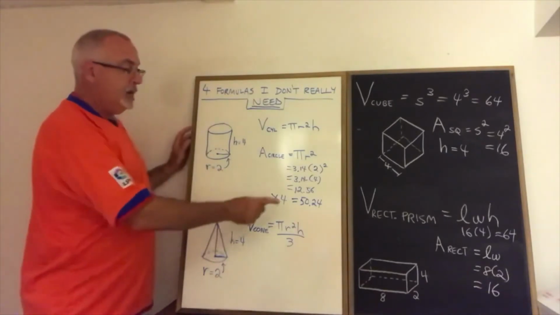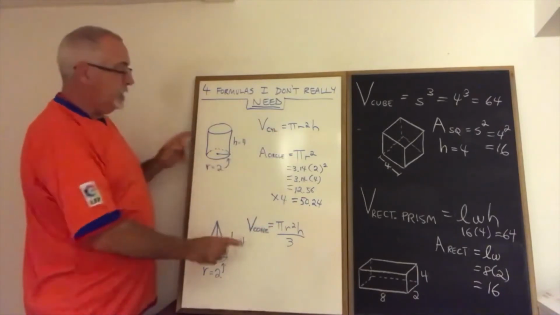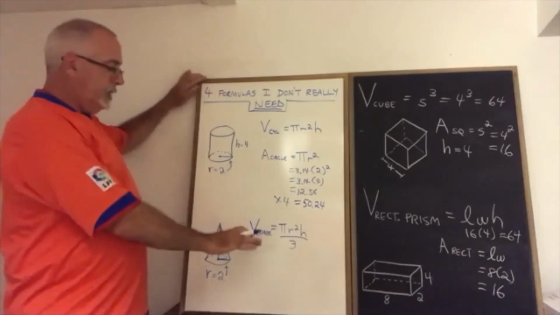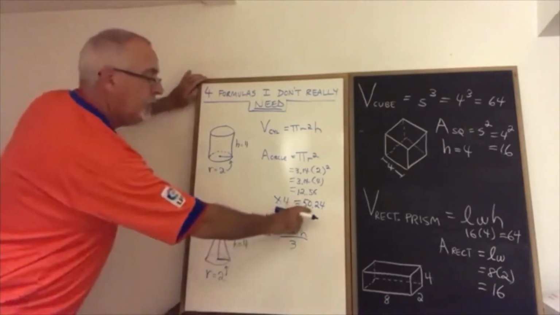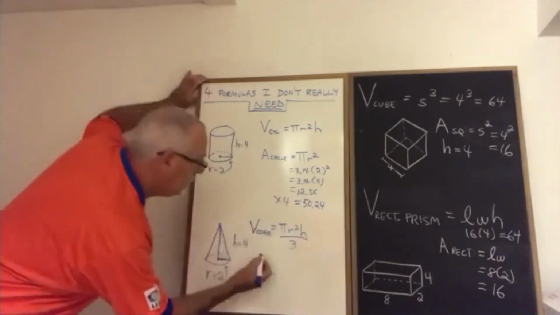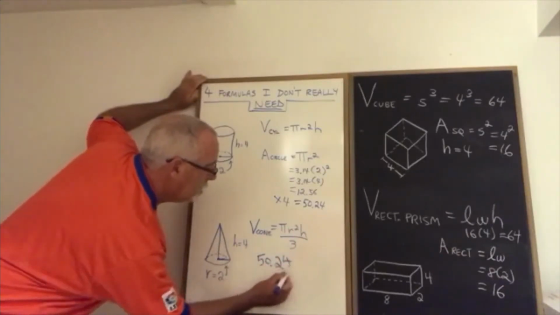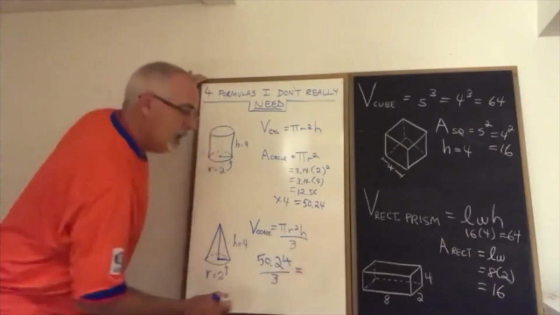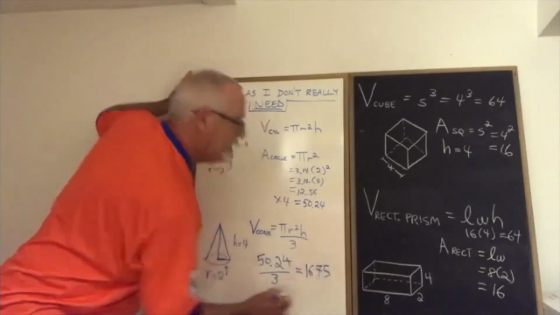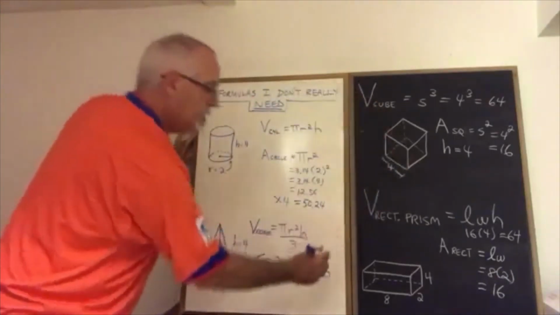Because this fact that the volume of the cylinder is exactly triple the volume of the cone always works so long as the radius and height are the same size. So I'm going to find the volume of this cone by taking the 50.24 volume of this cylinder and dividing it by 3. And it ends up being 16.75 units cubed. I didn't give units in these examples, so I use the word units as my unit.